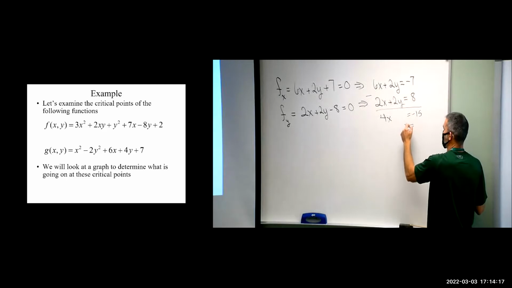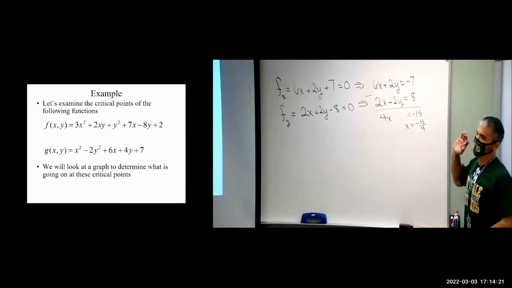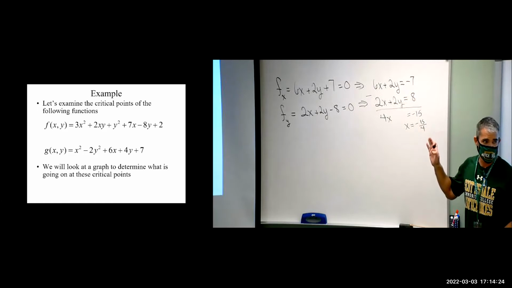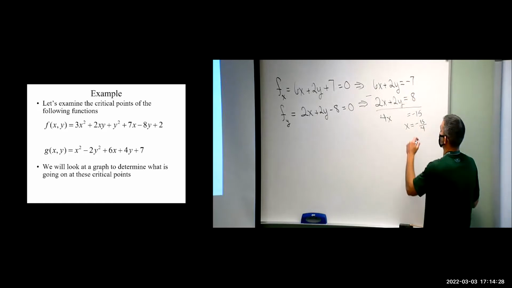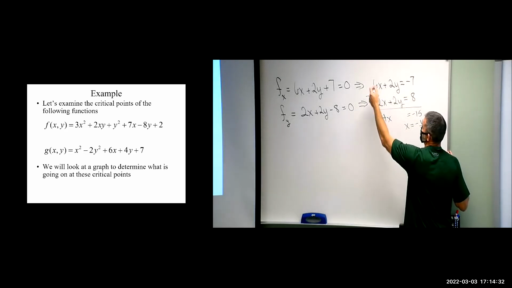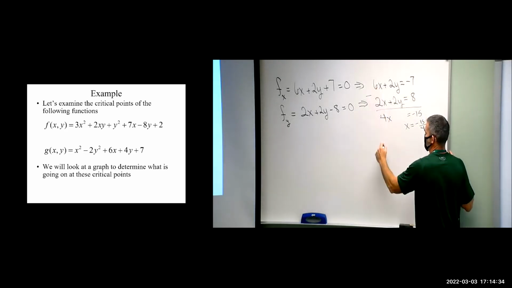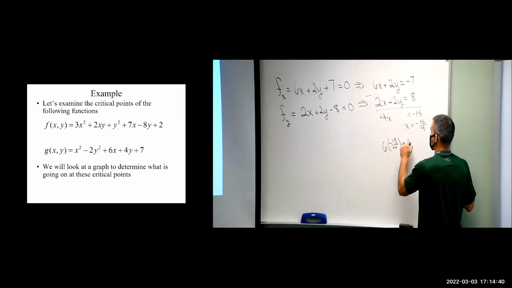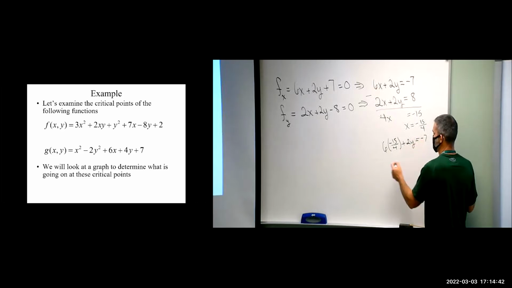So we get x equals -15 over 4. We can plug this back into either equation to get our y value. So it doesn't matter. Okay, let's take the first one. -15 over 4 plus 2y equals -7.